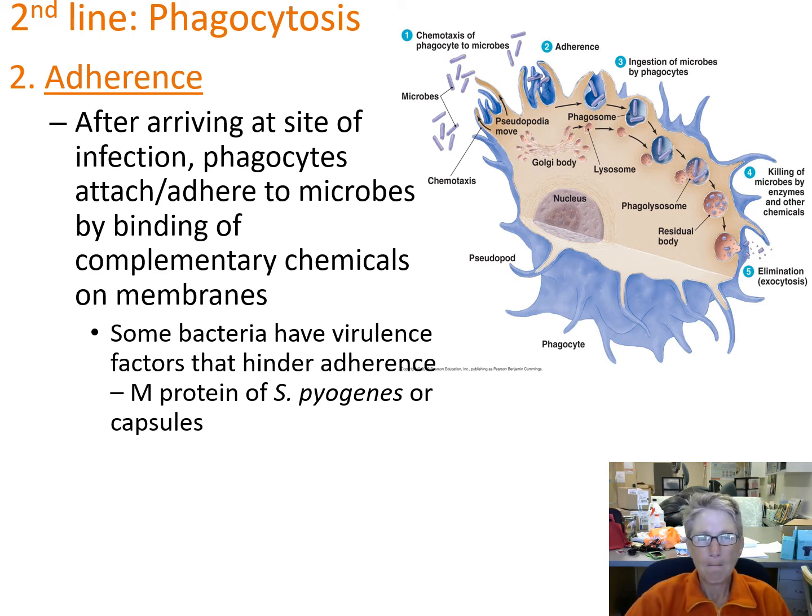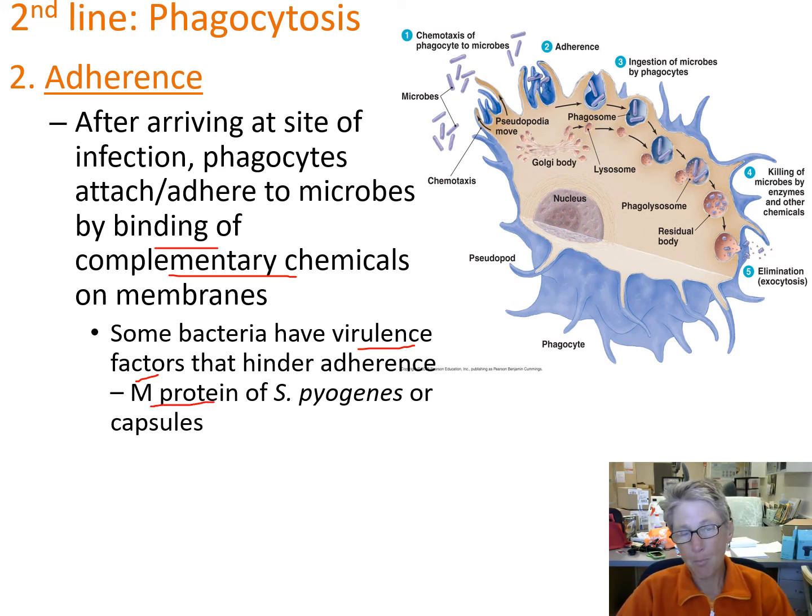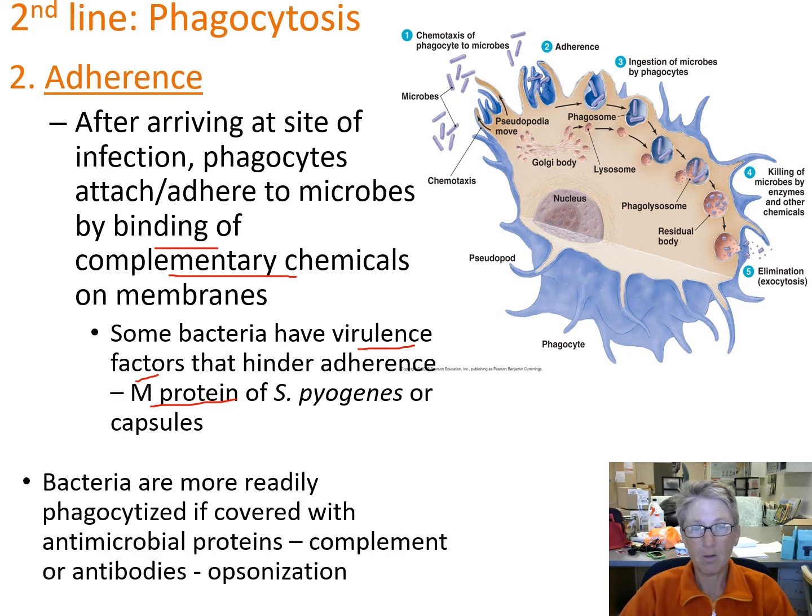Adherence. Phagocytes attach to the microbes by binding of complementary chemicals. I told you it's PAMPs on the bacteria and toll-like receptors on the phagocyte. Some bacteria make virulence factors that hinder adherence so that the bacteria cannot be recognized by a phagocyte. For example, the M protein of Streptococcus pyogenes, or a capsule, would be a virulence factor that inhibits the macrophage from binding to the bacteria.